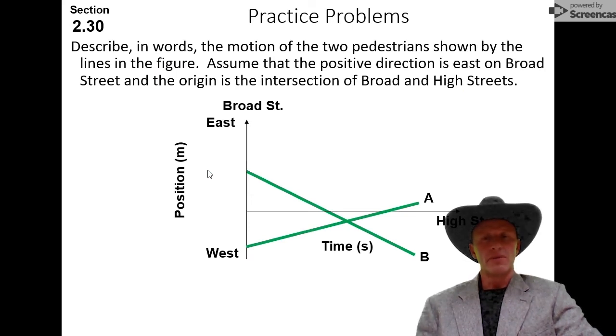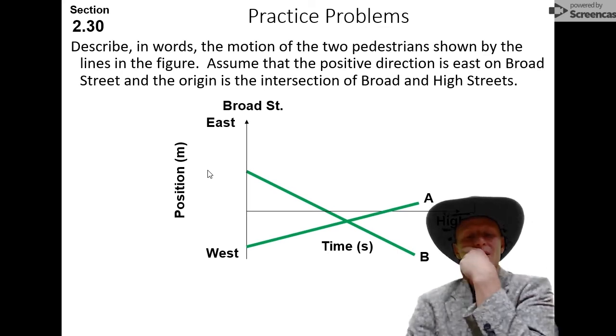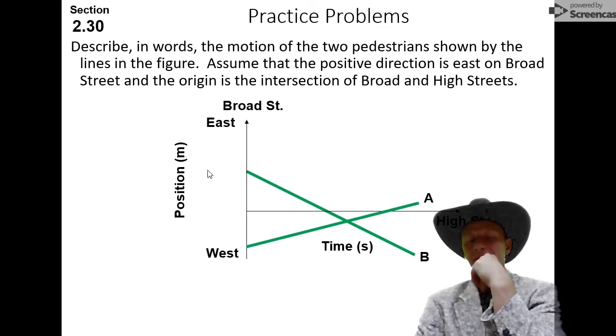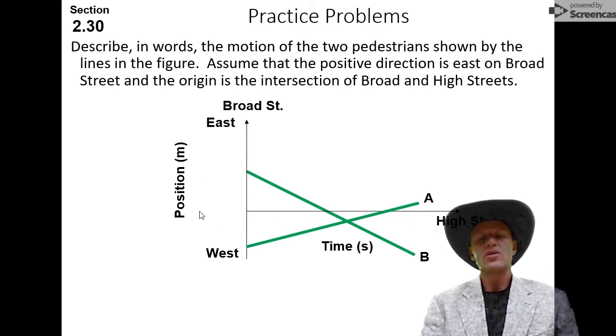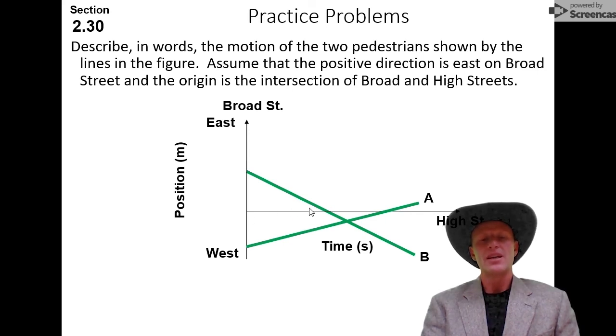For example, if we were to look at this, we have two pedestrians walking. Pedestrian A, pedestrian B. This horizontal axis is still your time axis. But this point right here represents where High Street intersects it. This is not a road. This is a time axis on this graph. But this is the point where Broad Street and High Street meet. So if you're standing right at that origin, watching these two pedestrians walk, we could discuss their motion.